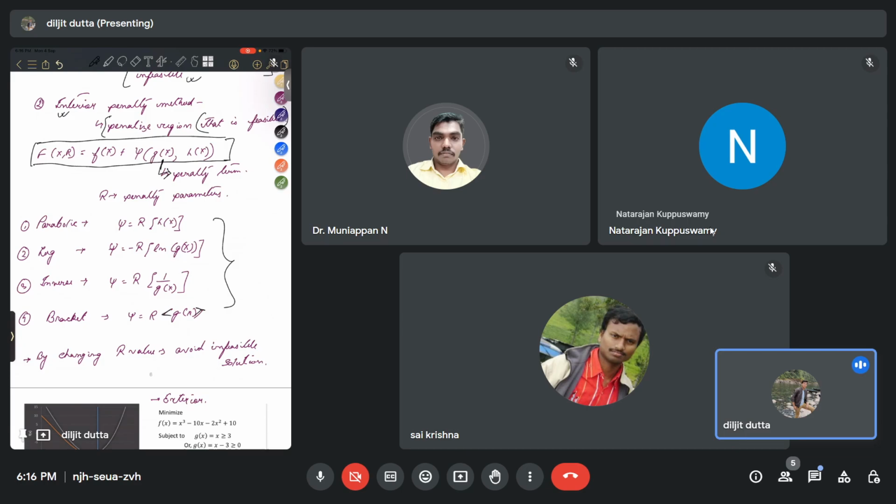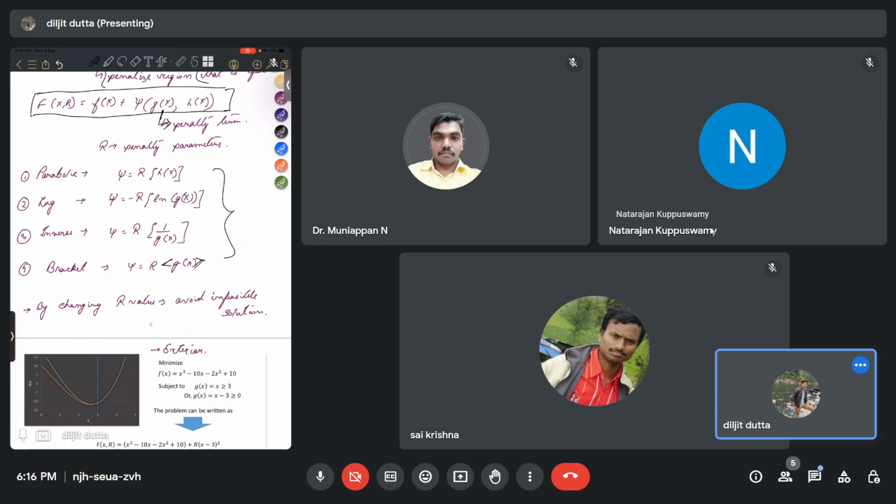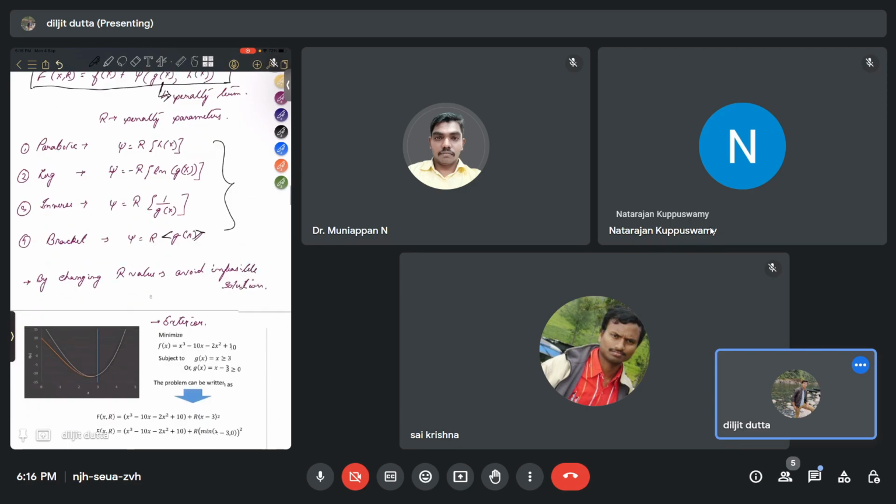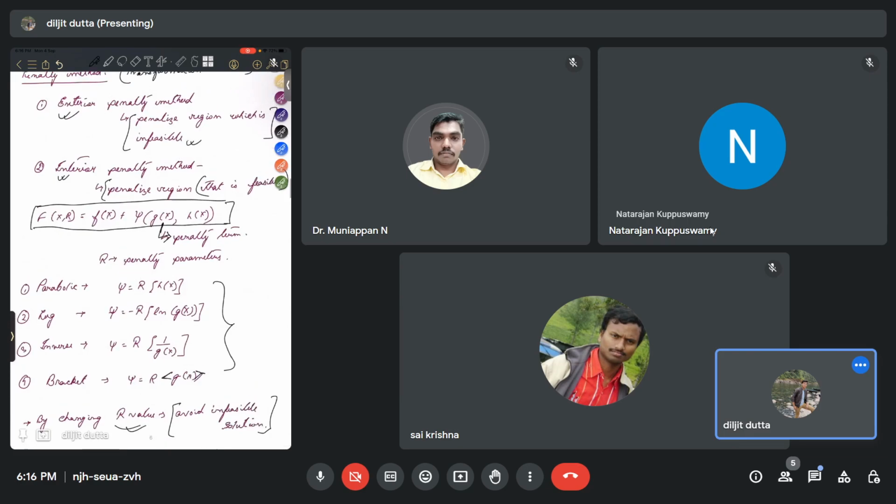Now based on the value of r, we can proceed with the solution, and for a particular value of r, we'll get the optimal solution. So by changing the r value, we'll avoid the infeasible region, and we'll get the optimal solution for the problem based on the given constraints.